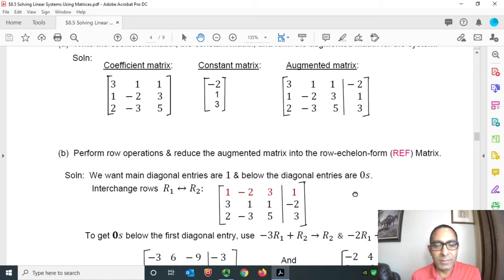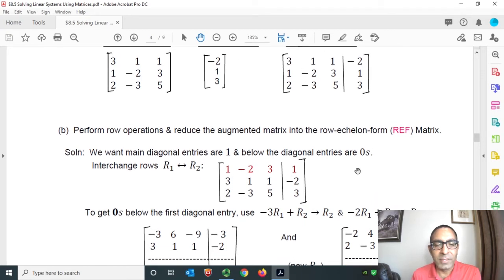So now let's begin. First we want the first non-zero entry to be 1. So we switch row 2 and row 1 so that this 1 goes in here, where we want it. So here we switch row 1 and row 2. Row 2 becomes row 1 here now: 1, minus 2, 3, 1, and then row 1 becomes row 2 here: 3, 1, 1, minus 2, and row 3 as it is: 2, minus 3, 5, 3. I hope this makes sense to you all.